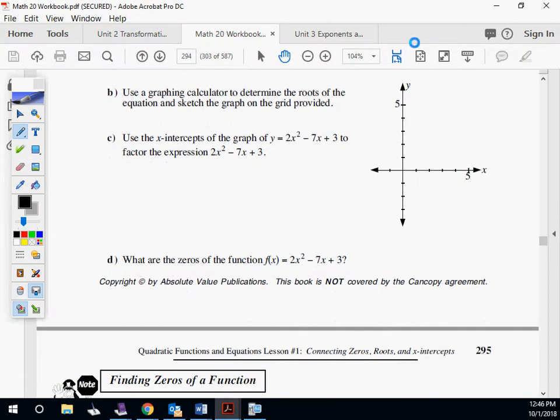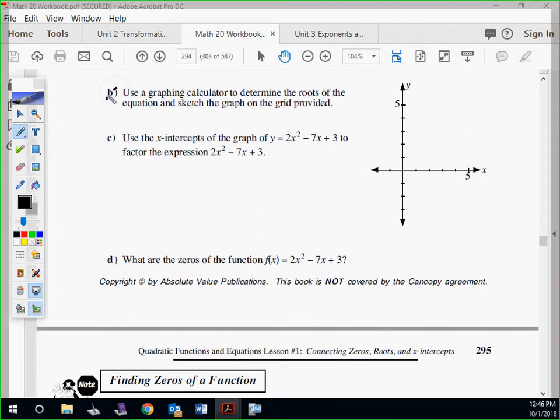Okay, so we did part B there. We just did this. And now we're going to do C where we're not using a graph calculator. So you do know how to do both. We're going to factor this. So back to unit 2. 2 times 3, 6. Factors of 6 that are -7, -1, -6. So we get 2x squared minus 6x minus 1x plus 3.